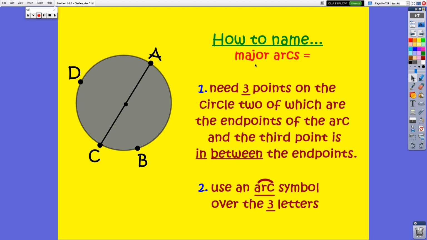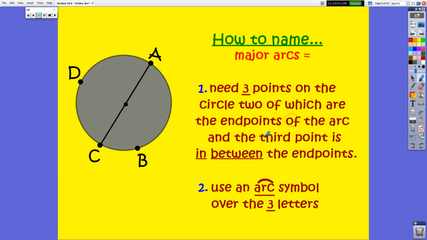Major arcs, the big difference to know if we're really talking about a major arc versus a minor arc is that major arcs are going to use more points to name it. We need 3 points to name a major arc. 2 of those 3 points are going to be the endpoints of the arc, and the 3rd point is going to be in between the 2 endpoints.